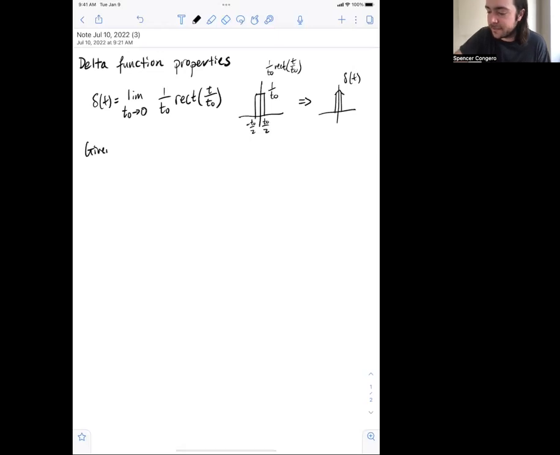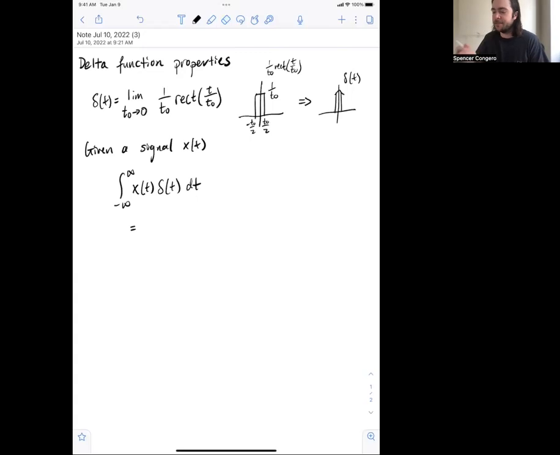Okay, so let's say we're given a signal x of t, and let's just look at what happens if we integrate x of t times delta of t. Okay, this is something that comes up a lot. All right, so we're going to integrate x of t times delta of t. Okay, so what is that delta of t? Well, I'm going to write it as the limit. Okay, so it's this limit, t naught goes to 0.